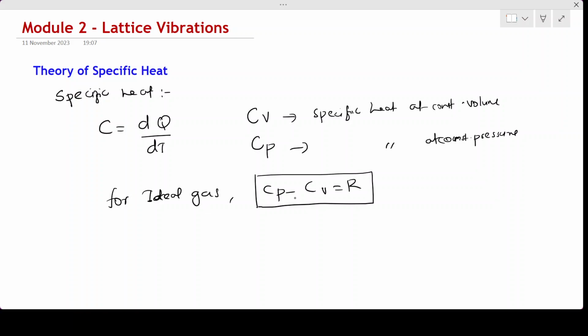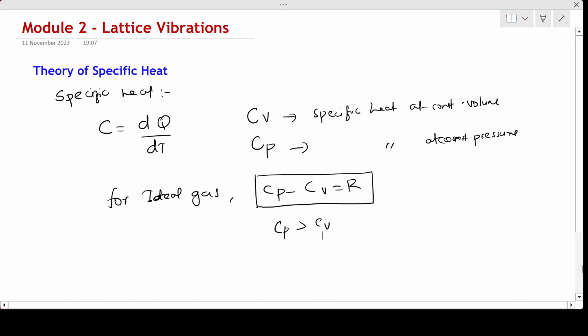So as you can see from this expression, the specific heat capacity at constant pressure is more than Cv. That is comparably high because the heat is used to increase the internal energy, and there is also work done against the external pressure in the case of specific heat capacity at constant pressure.